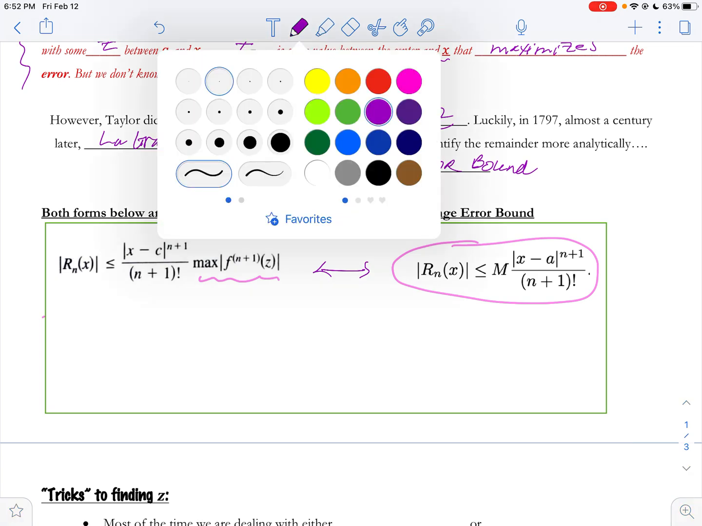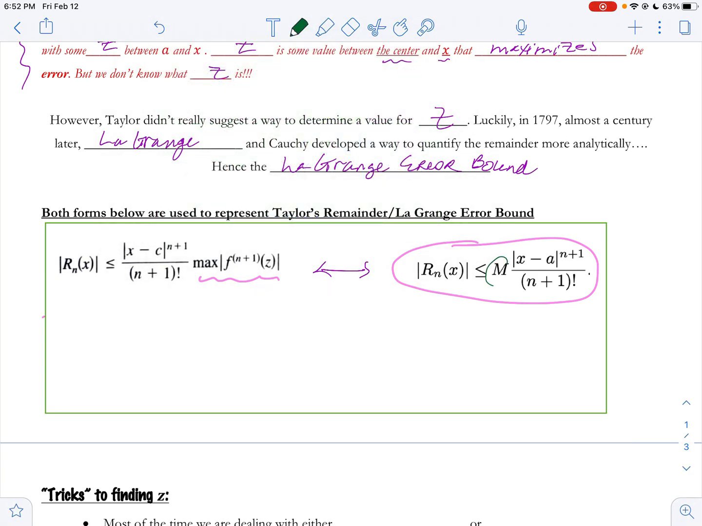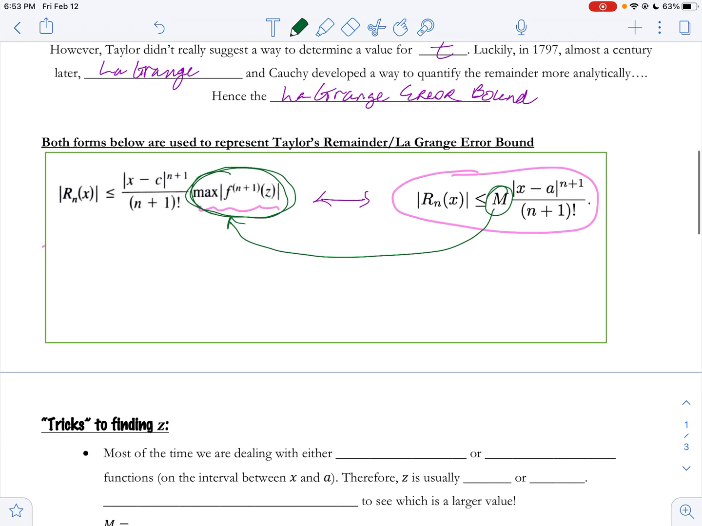And it's important to note that M is the maximum of the absolute value of the n plus 1th derivative at z. So those are the same thing. Basically what you're doing when you're using these is you're trying to find the largest possible error.